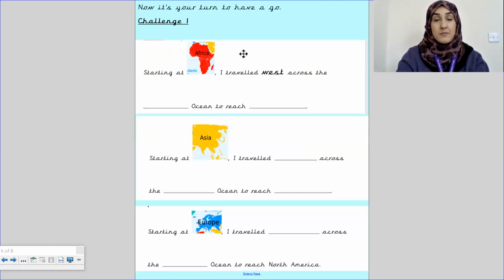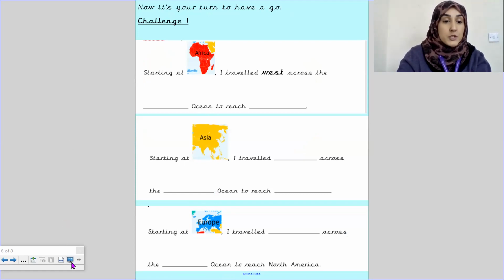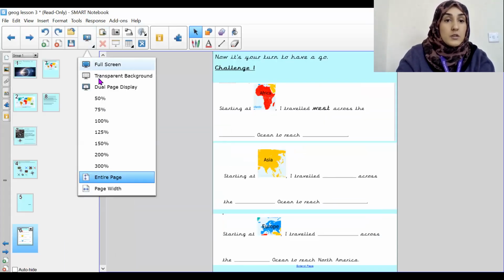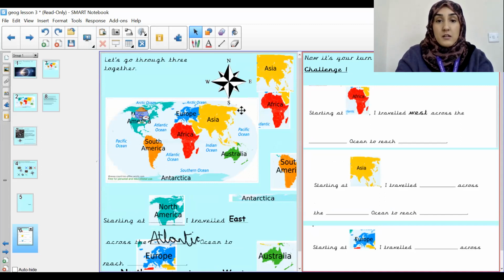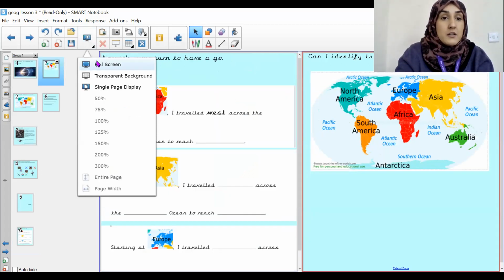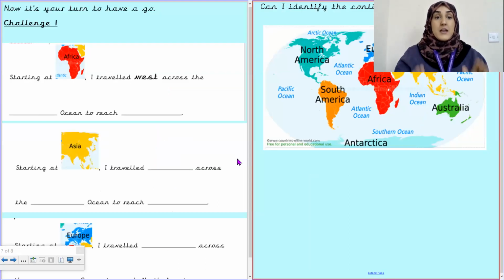Now, your turn, Morris class. What you are going to do is, now I'm going to do something and hopefully this will work. So, dual page display, and on to the next page. Yes, it worked. And full screen. Okay, it's your turn. Challenge 1, okay?